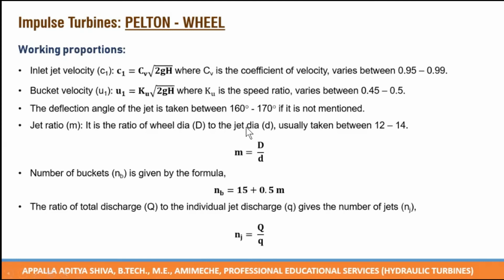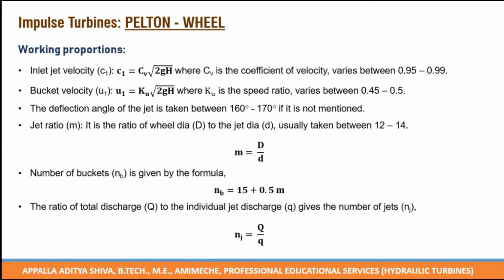Jet ratio. We need to calculate how many jets we require and how many buckets we require. So we use a concept called jet ratio, which is the ratio of the turbine wheel diameter to the diameter of the jet, usually between 12 and 14. The number of buckets required is given by 15 plus 0.5 m. And finally, the number of jets required is the total discharge divided by the individual jet discharge.